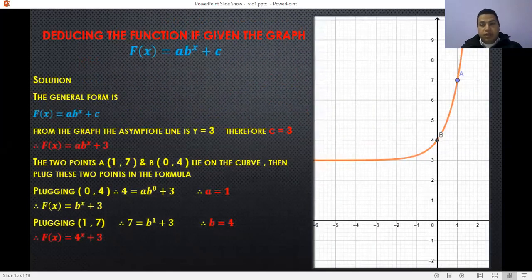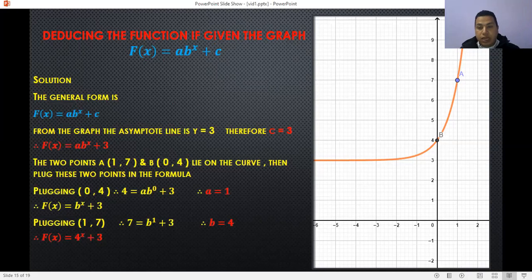In this example, you are given a curve like this, and it represents the curve of an exponential function. Try to find an equation for this curve. First of all, you must know that the formula is f of x equals a b to the power x plus c. First, determine the asymptote line, which represents c. The asymptote line is 3, so c equals 3.